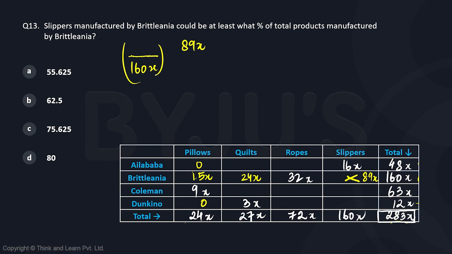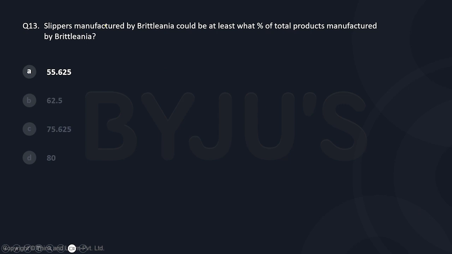So 89x upon 160x is going to be what percentage? So 89 out of 160. Now 80 out of 160 is definitely 50%. So this is going to be more than 50%, but definitely less than 60%, right? Well, the only option that makes sense is option A. So option A is going to be the answer.